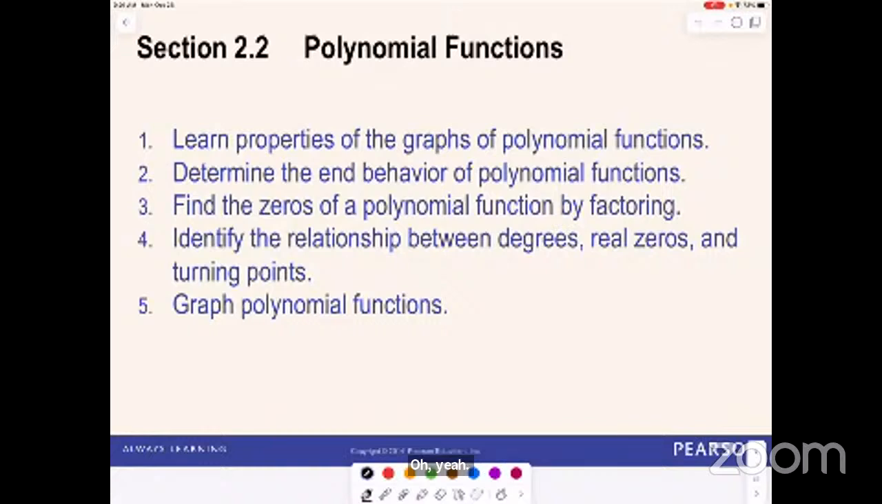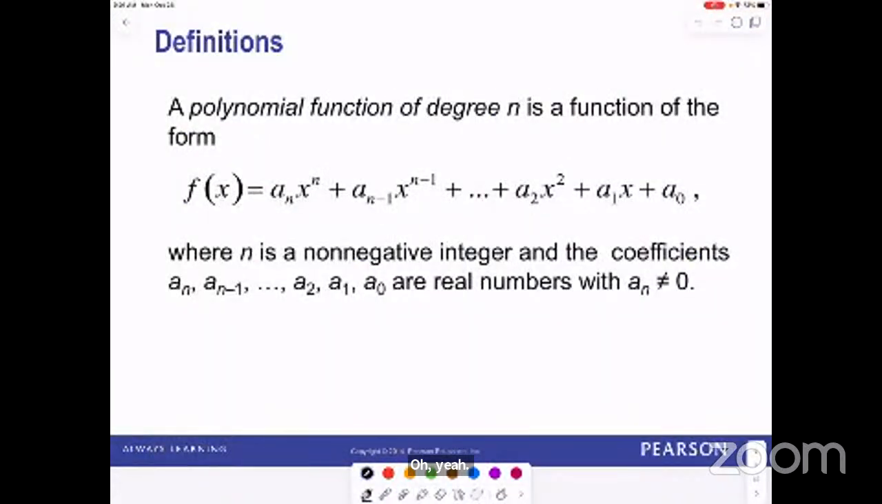Okay. So a polynomial function of degree n is a function of this form where n is a non-negative integer and the coefficients a_{n-1}, all the way to a naught or a_0, are real numbers where a_n is not equal to 0. Another way you can articulate a polynomial function: polynomial functions are a finite sum of monomials. And what's a monomial? A monomial is a one-term.